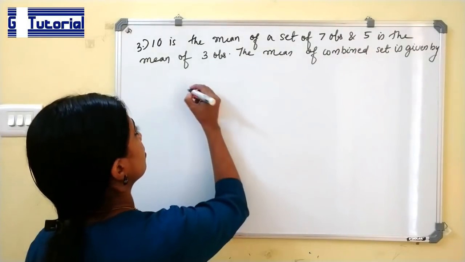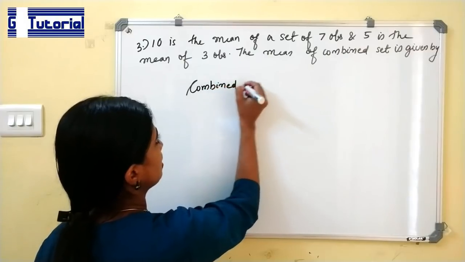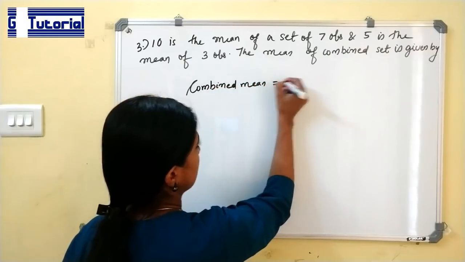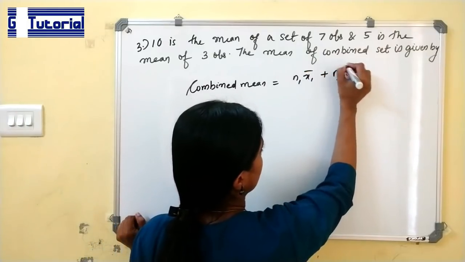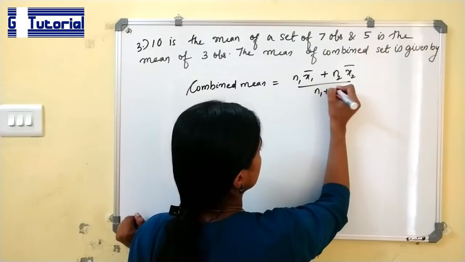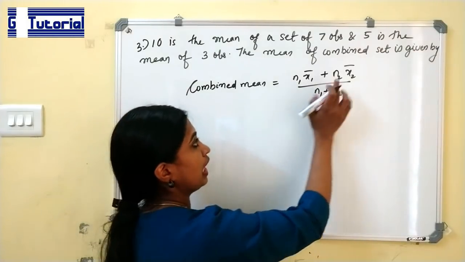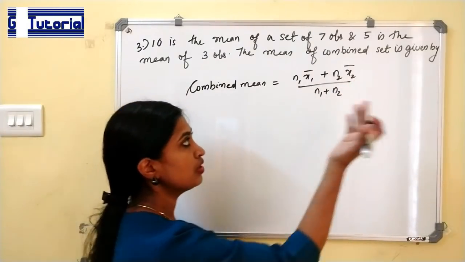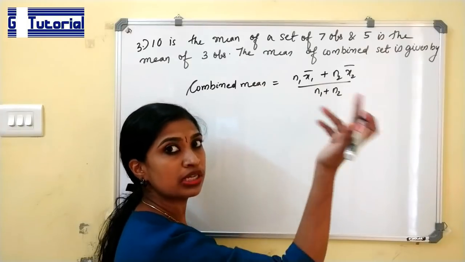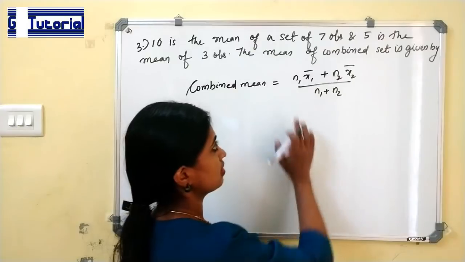This type of problem is solved by using this formula. Combined mean is equal to n1 x1 bar plus n2 x2 bar by n1 plus n2, where n1 is the number of observations of first type, n2 is the number of observations of second type. If there are more observations, then n3 x3 bar plus n4 x4 bar by n1 plus n2 plus n3 plus n4. It goes on like that.